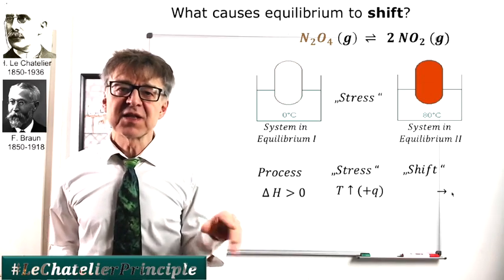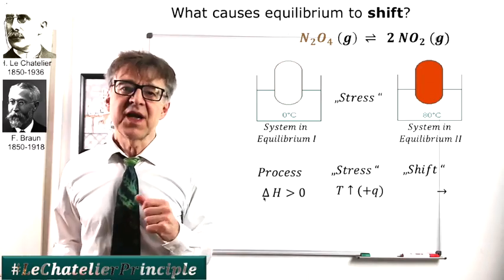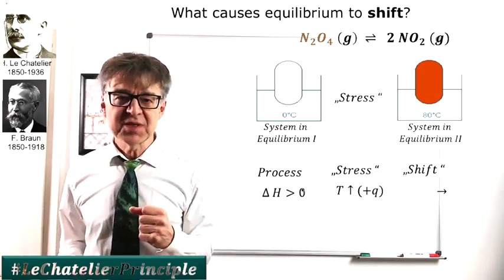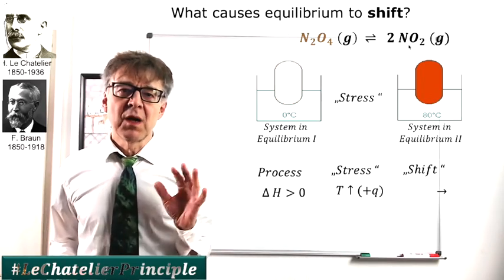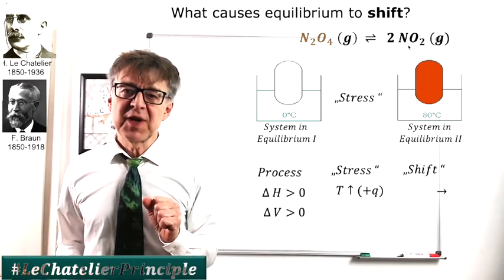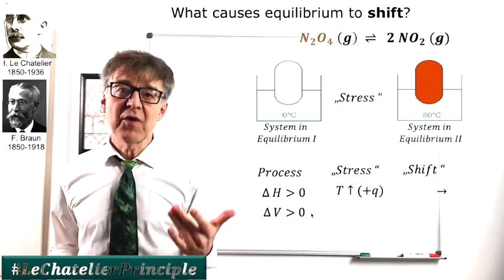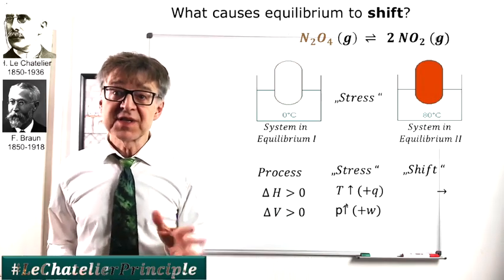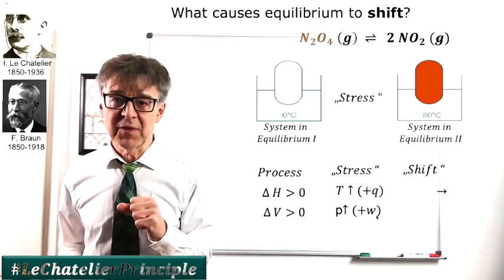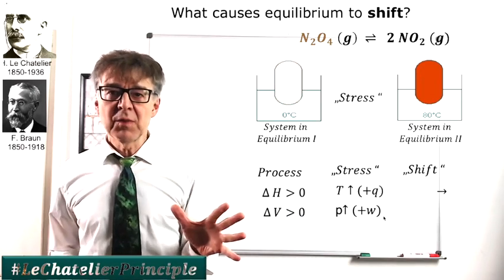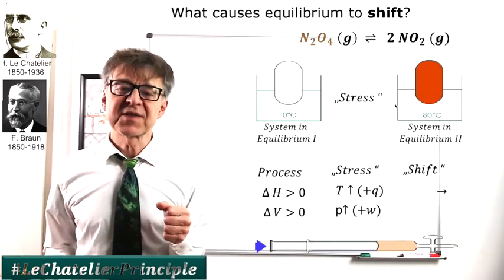Adding heat is one possibility to exert stress on the equilibrium. In fact, with all endothermic reactions, equilibrium shifts to the right with increasing temperature. With the process N2O4 to NO2, the volume increases. It is an endochoric process. Increasing pressure and thus offering pressure-volume work is another form of stress. The equilibrium will shift in the direction where the volume is smaller, that is, it shifts to the left.